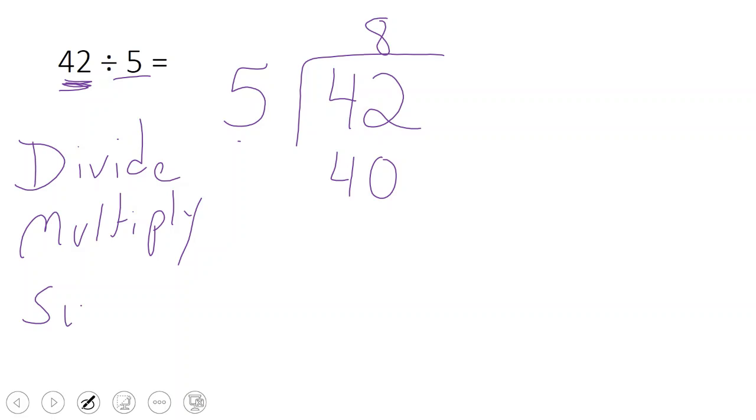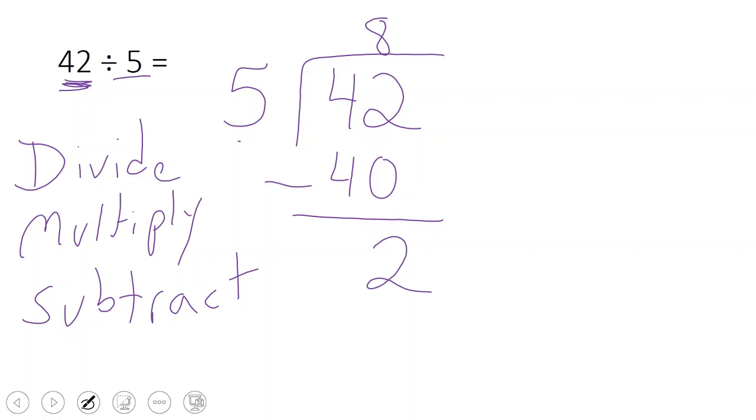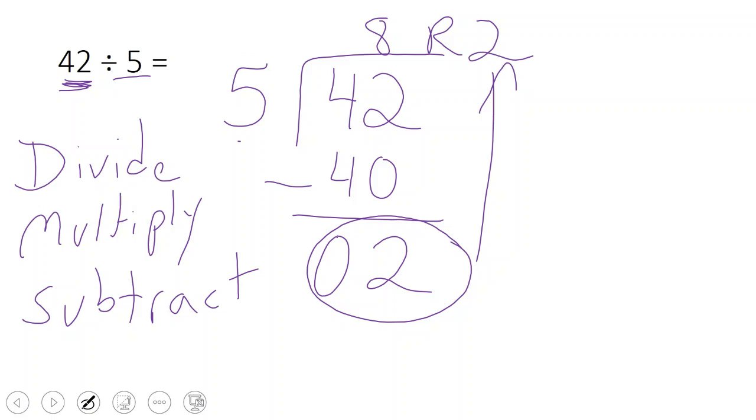Next, I'm going to subtract. I want to know how much I have left over at the end of all this. I started with 42. I used up 40 of it. So to find my leftovers, I need to subtract. 2 minus 0 is 2, 4 minus 4 is 0. So I have 2 left over. Anything left over becomes my remainder. So I would say that 42 divided by 5 is 8 with a remainder of 2.